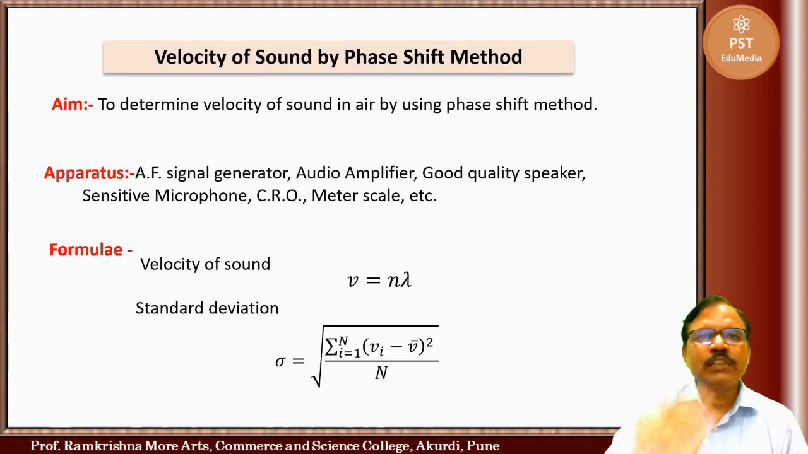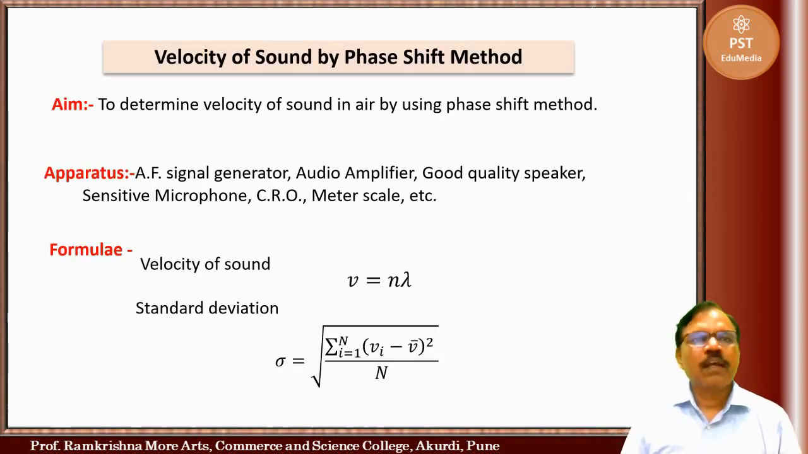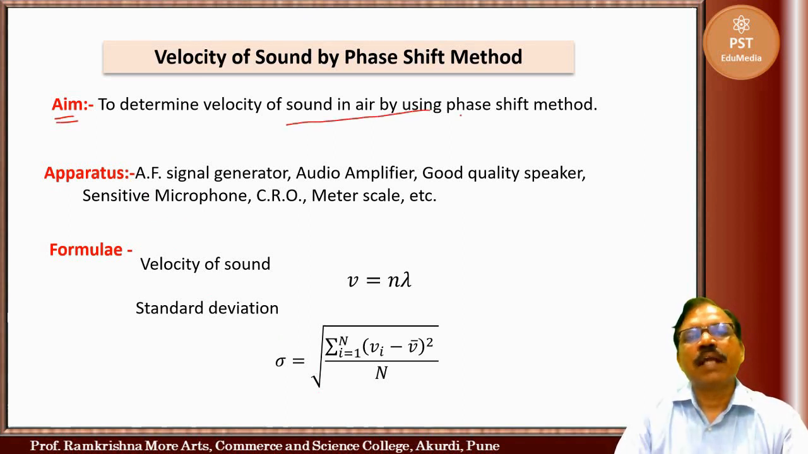So we'll go to the actual experiment. Now we'll see what is the aim, apparatus, formula, procedure and so on. So velocity of sound by phase shift method. What is the aim of our experiment? The aim of our experiment is to determine velocity of sound in air by using phase shift method.